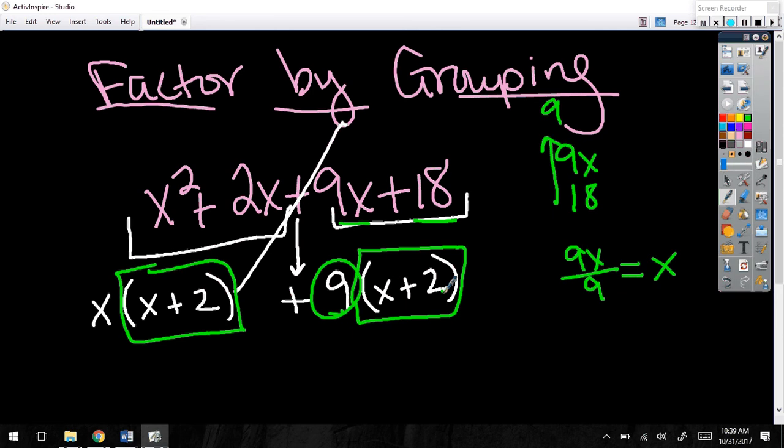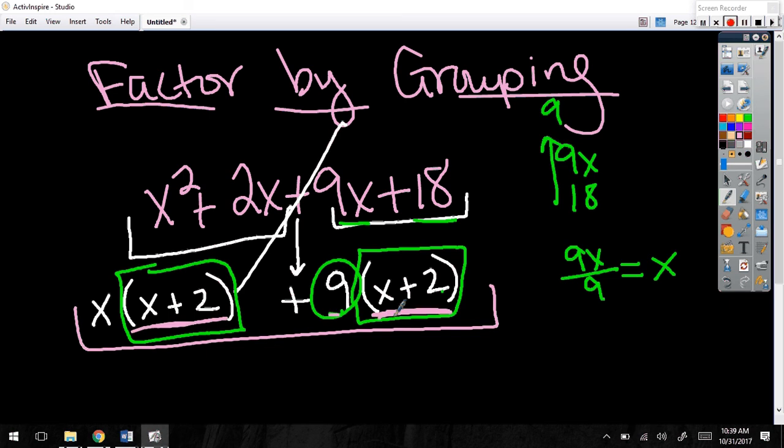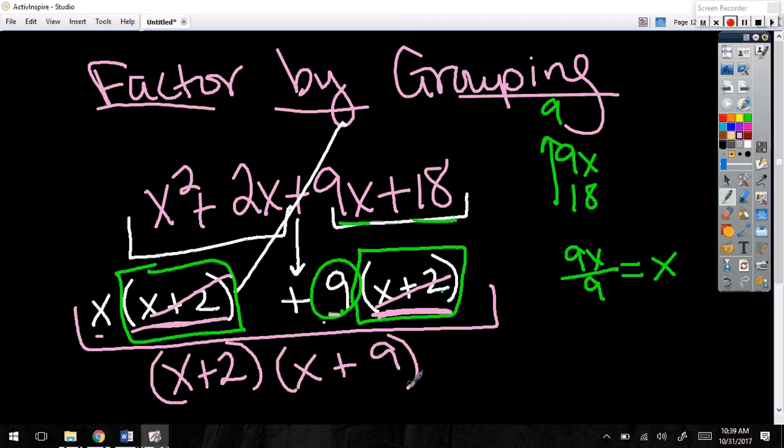Now, just like we pulled a GCF out that was just a number or a variable, now we look at it as a whole problem. My whole problem is x times this plus 9 times this. So now my GCF is that x plus 2. I'm going to take that out and write it on the outside just like I would any other GCF. I don't need to write it twice. And what's left? X plus 9. Now it's factored by grouping. That's all you got to do.